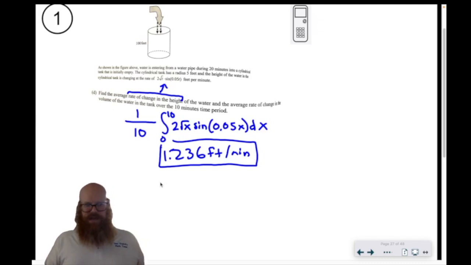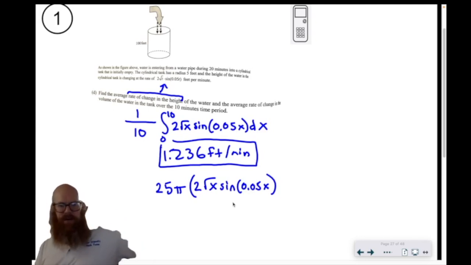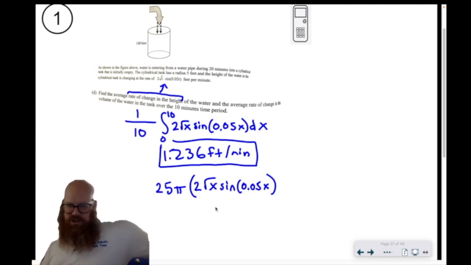Well, the rate of change of the volume is basically 25 pi, because that's not changing, times this: 2 root, again, I'm going to change it to x's, sine of 0.05x. All right, so what I just wrote out is the rate of change of the volume, because it is just the 25 pi, which is never changing, times the rate of change of the height. So this is the rate of change of the volume.